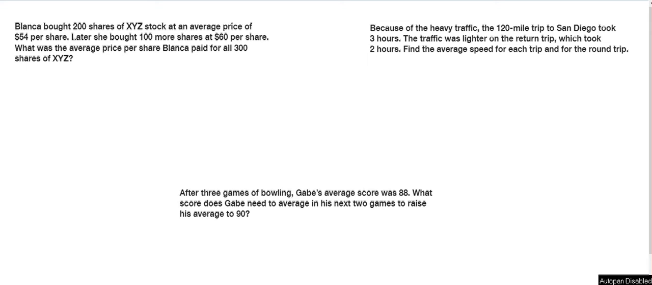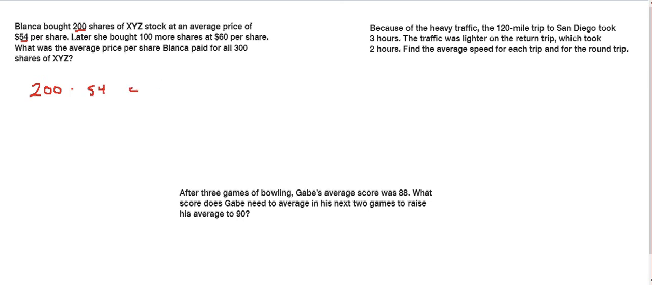For example, Bianca bought 200 shares of XYZ stock at the average price of $54 per share. So what did she pay? Let's just break it down. What did she pay total if she bought 200 shares that cost $54 per share? That's an average, because no two shares are ever exactly the same, but they average them so that it's easy to calculate. So to find the total spent there, you do 200 times 54, right?